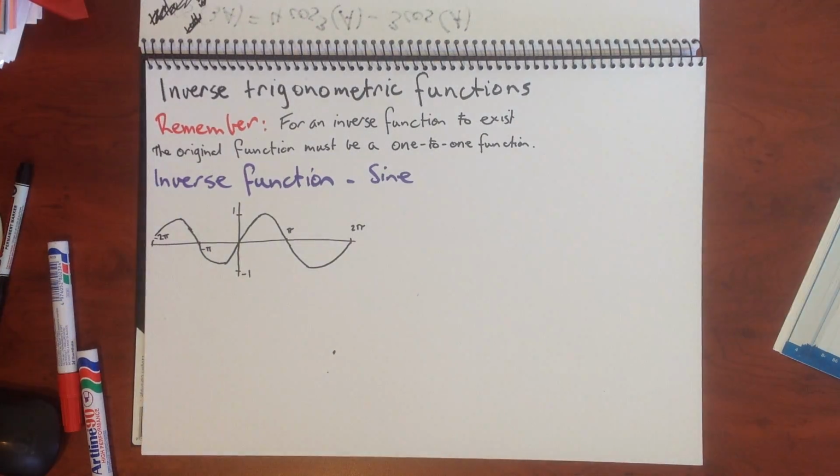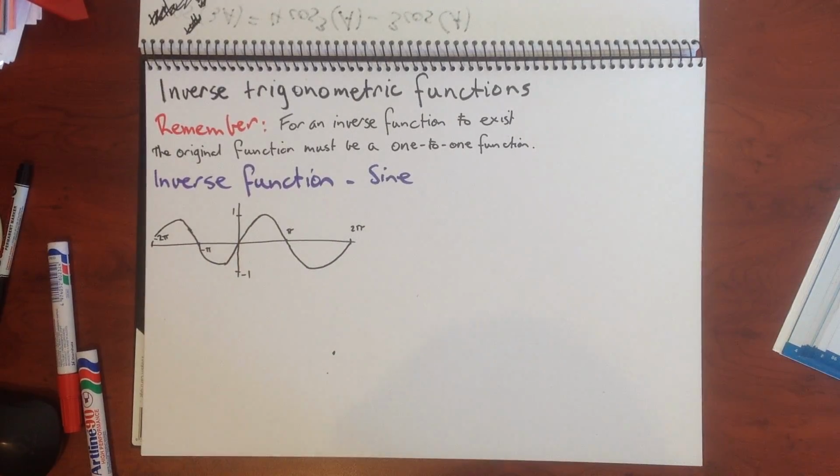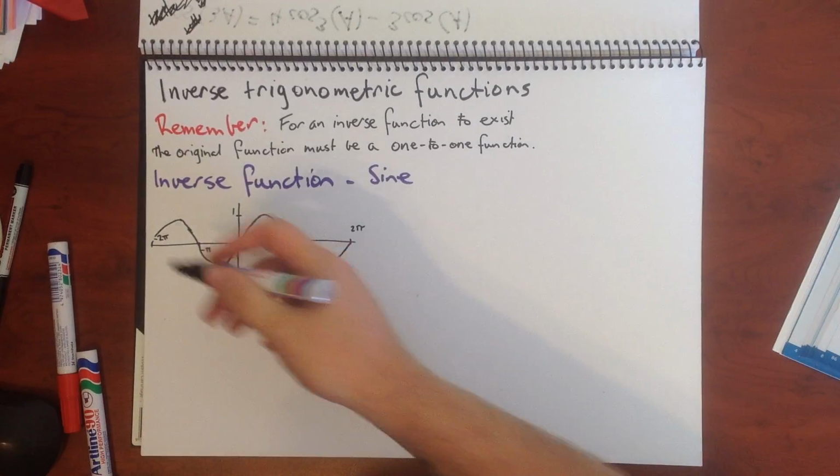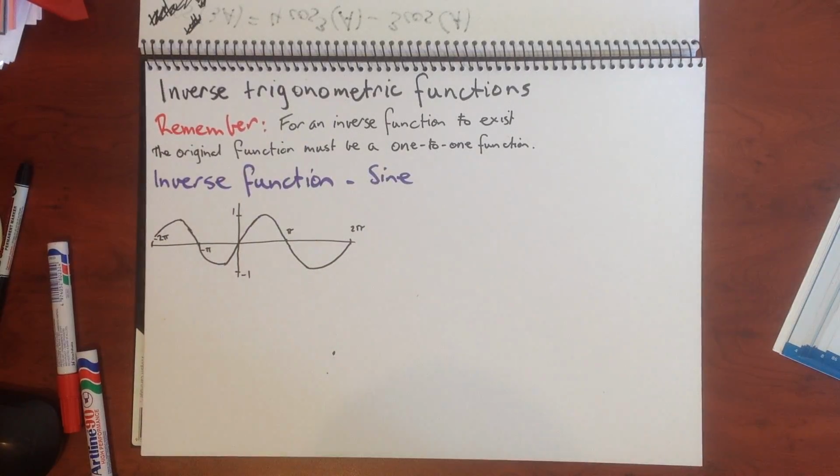Hey, in this tutorial we're going to be looking at inverse trigonometric functions. You need to remember that for an inverse function to exist, the original function must be a one-to-one function. If we look at the sine function here, which was drawn pretty roughly, you can see that it is clearly not a one-to-one function, because it doesn't pass the vertical and horizontal line test.